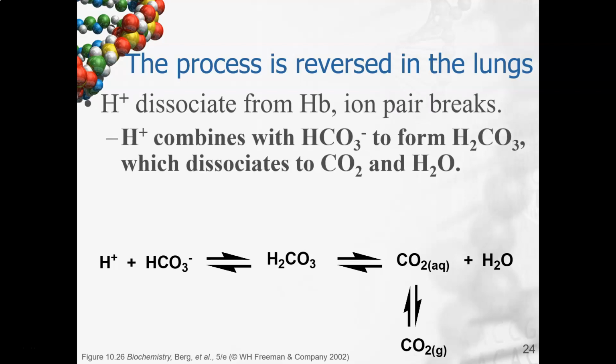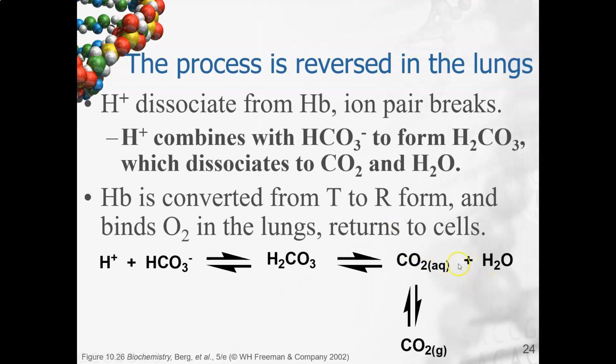So if we look at what happens in the lungs, hemoglobin that has bound to protons when it was in the tissues, when it comes back up into the lungs, the ion pairs break when the protons dissociate. And protons combine with bicarbonate, which is shown in this equation down here, to form carbonic acid. This dissociates to form CO2 and water. And then the CO2 aqueous that's in the blood passes through the capillaries of the lungs, and the CO2 is exhaled. So that way we get rid of our CO2 waste product, and indirectly we're getting rid of the protons as well.